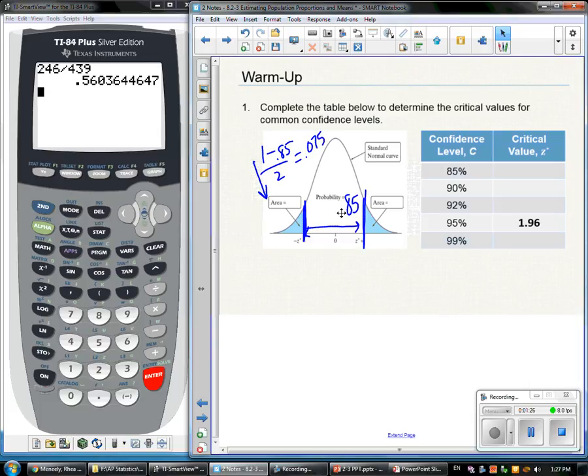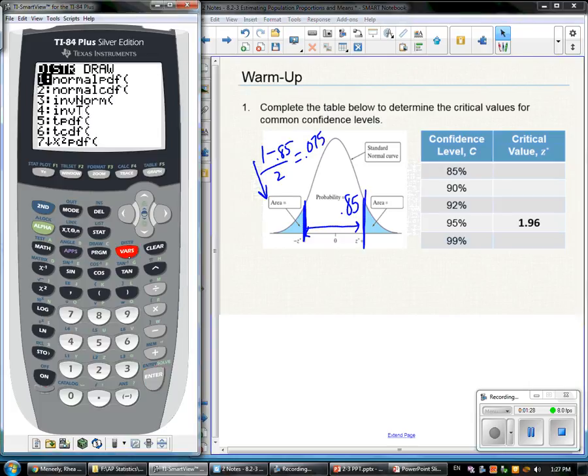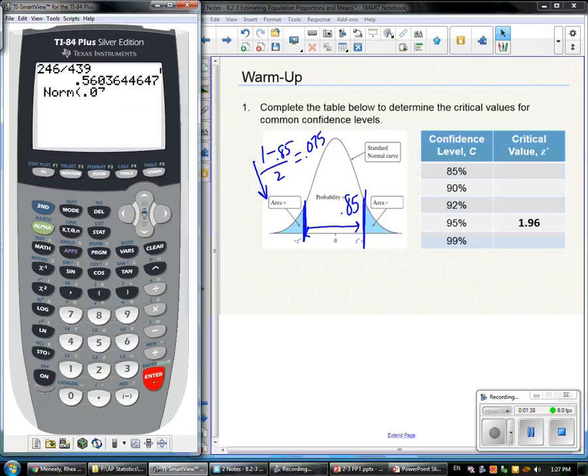Now you can use your inverse normal command. So go to second distribution, choose inverse normal, and enter in your area of 0.075. You want to make sure that the mean and the standard deviation are both 0 and 1. And that should give you a critical z value. And remember, you can take the absolute value. You don't have to worry about the negative symbol. It's going to be 1.44.